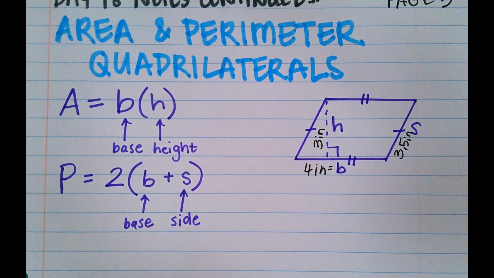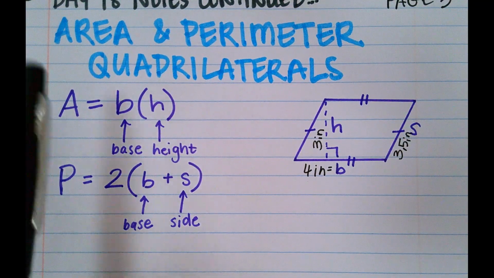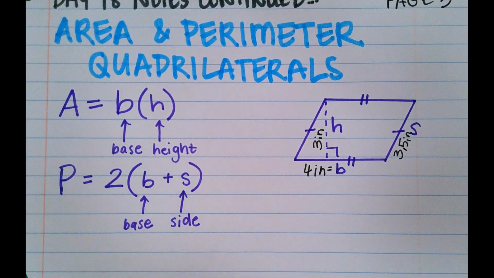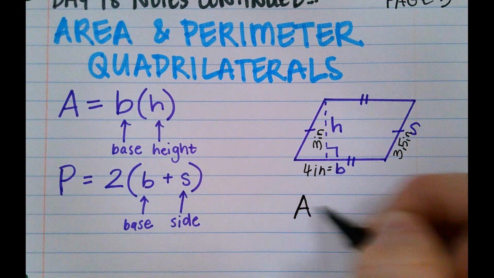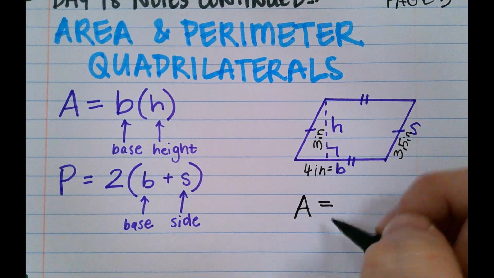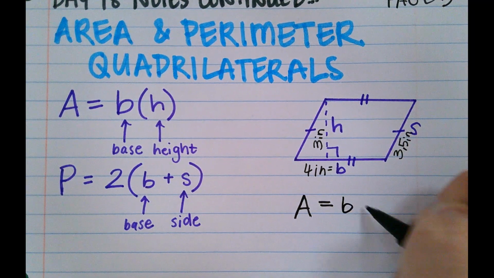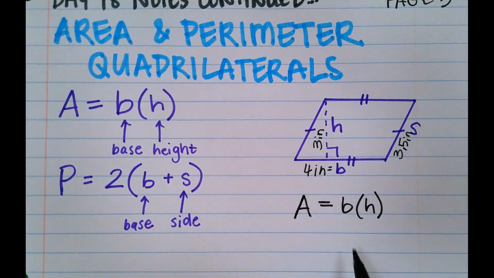We'll start. It doesn't matter which one you do first this time because I don't have to use the perimeter to find my area like with regular polygons. So I'll start with area because I got that one written first. If I'm gonna find the area of this polygon, we're using base times height. What do I plug in for the base? 4 for base, and then 3 for height. Good. So 4 times 3.